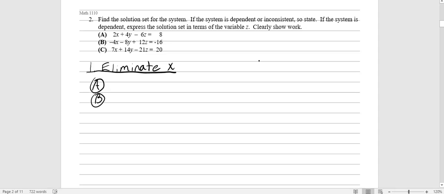So since I'm going to eliminate x, I'm looking at 2x, and I'm focusing on equations A and B. I'm looking at that I have a 2x in one equation and negative 4x in the other. So if I multiply equation A by 2, I'll have 4x and negative 4x in the other equation, the opposites that I desire. So every term in equation A is going to get multiplied by 2.